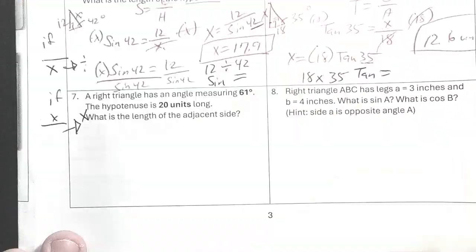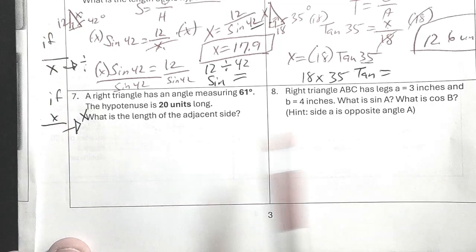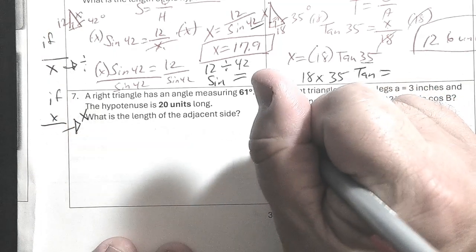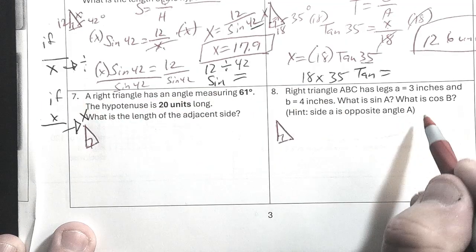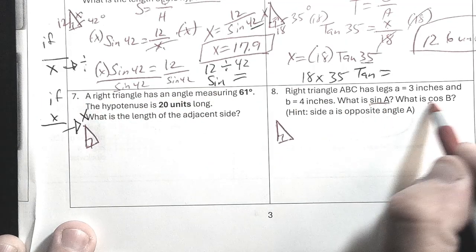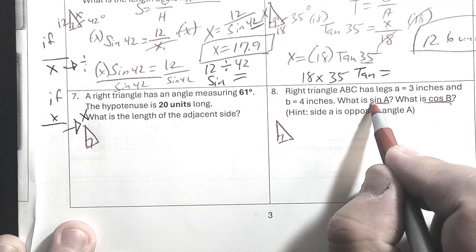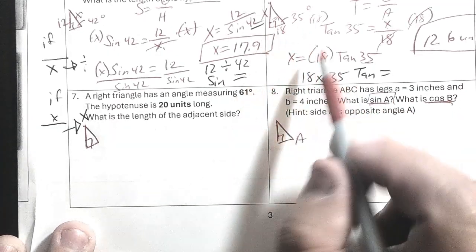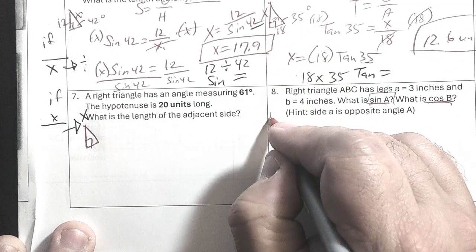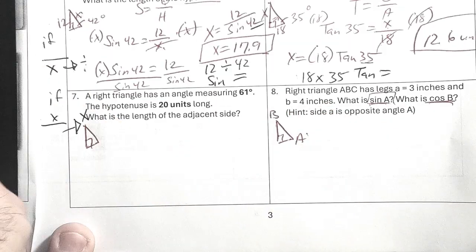So let's set up the one at the bottom here. This is a little different. They're both right triangles. We're going to change, though. This thing is saying sine of A, cosine of B. Well, we're going to make this A just like we've made everything.